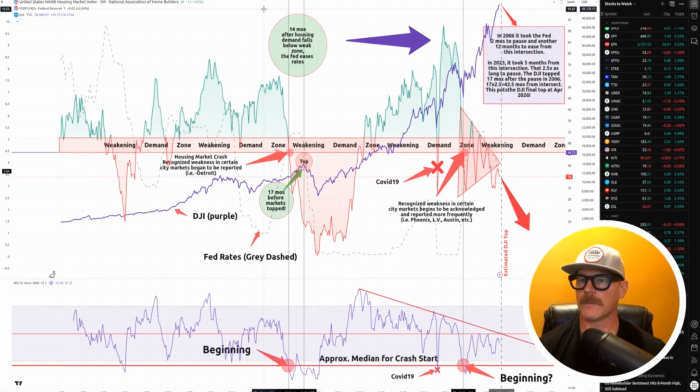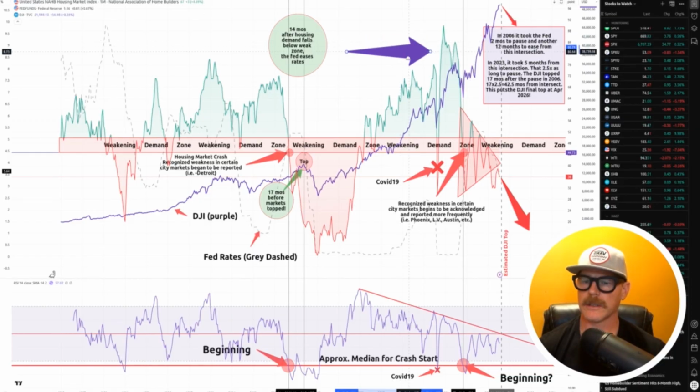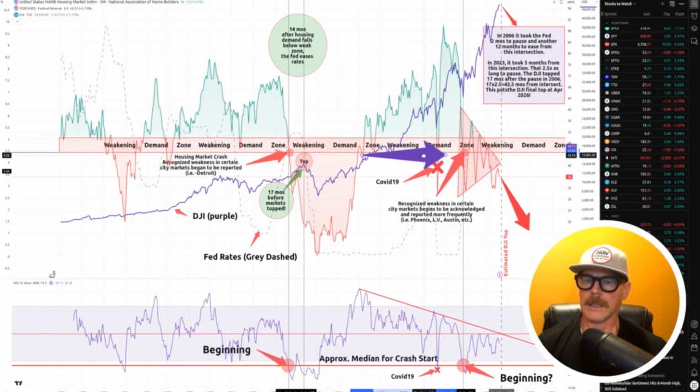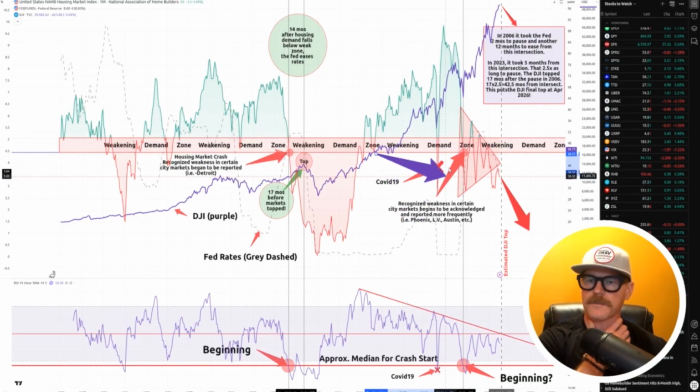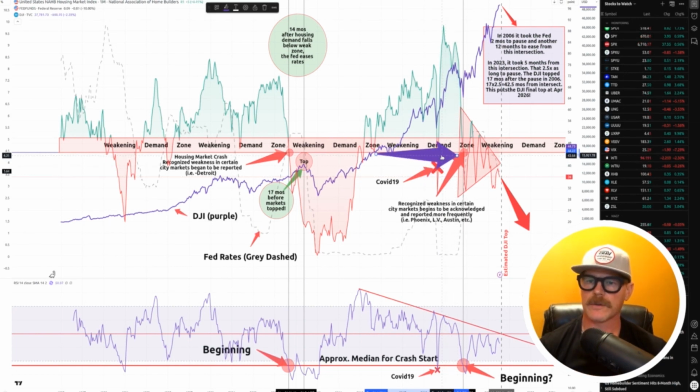So now we're going to jump back up to the top portion of the chart here. You can see when we fell, COVID excluded. That doesn't count. That data happened very quickly. When the housing market actually started to fall below this weakening demand zone again, you can see it correlates with us falling below that 26 on the RSI in that RSI chart below.